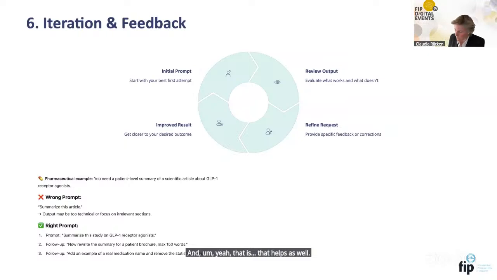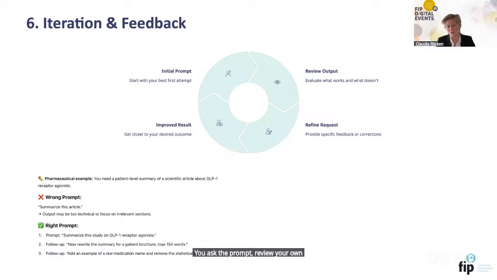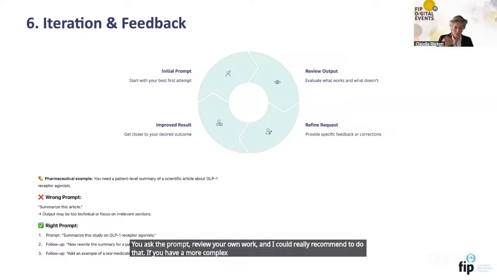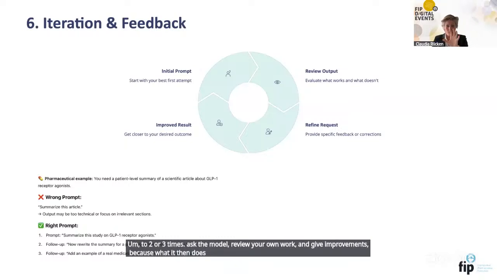Also, feedback is very important because you want your large language model to be self-critical. So what helps as well is that when you get the feedback, you ask the prompt, review your own work. And I could really recommend to do that. If you have a more complex thing and you get a nice report out of it, ask the model 2 or 3 times, review your own work and give improvements, because what it then does, it once again formulates what it has done to come up with a result.